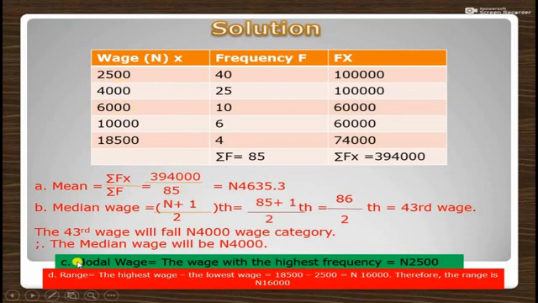Then the next question, which is range. Range is simply the highest wage minus the lowest wage. And the highest wage here is 18,500 minus the lowest wage, which is 2,500. And the answer is 16,000 naira. Therefore, the range for this distribution is 16,000 naira.